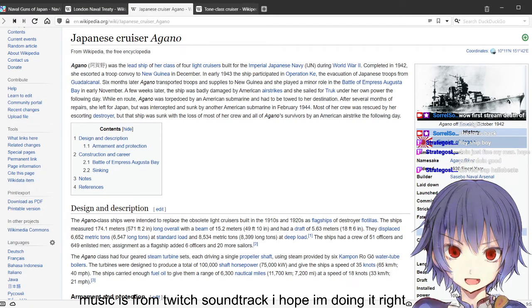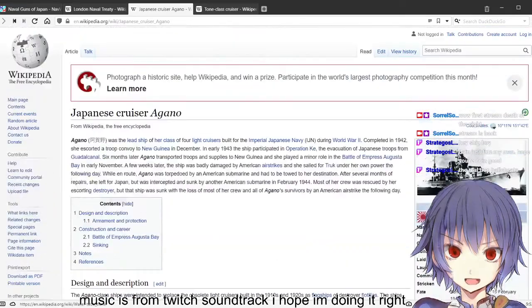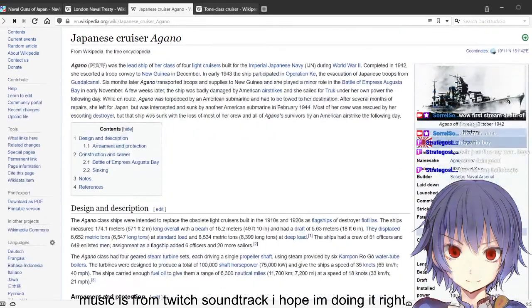Agano is 1940. That's not the year we're in, but it's important as a reference for size and stuff, if we want to get a cruiser that's 6K standard.